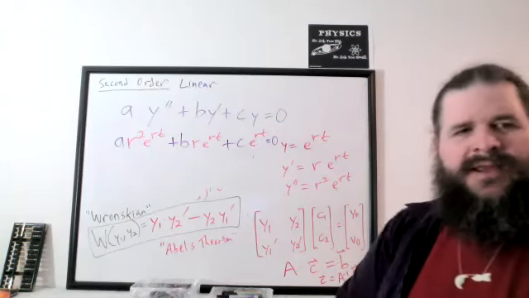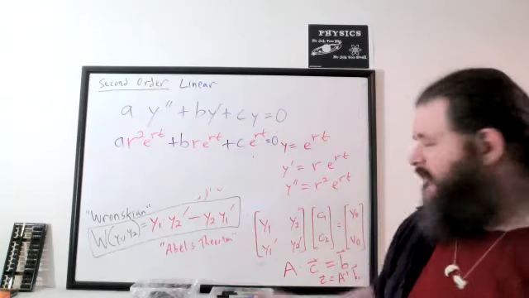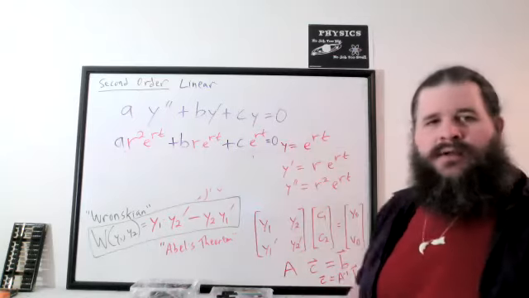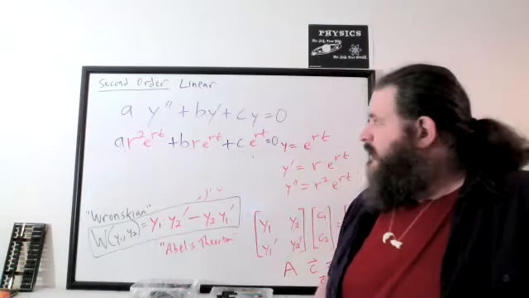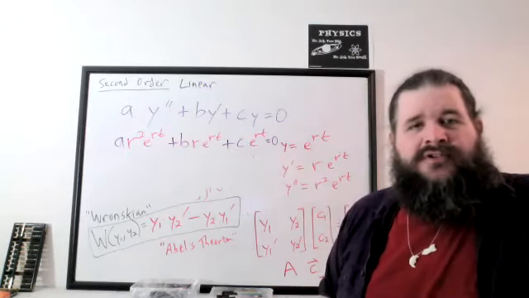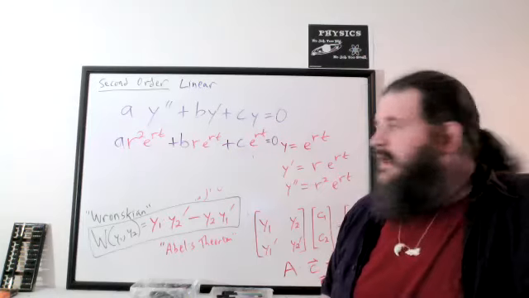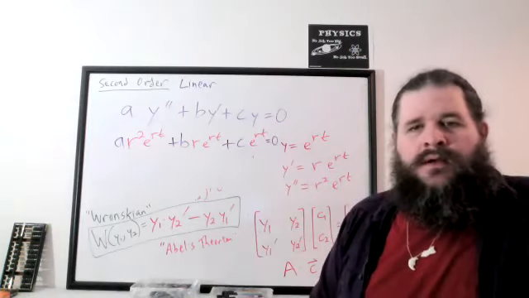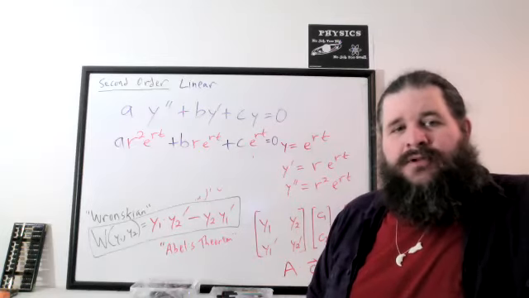This guess, we're basically taking a guess and plugging it in to see if it works. Is it possible for these to add up to 0? It looks like it should at least be possible because these are all e to the rt times something. They're the same type of function, so they should be able to combine. If we have the right constants, then they should be able to cancel out to 0. So it looks like this is at least possible.